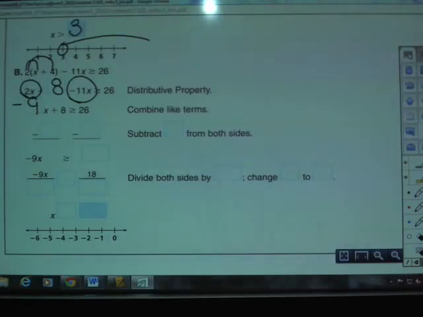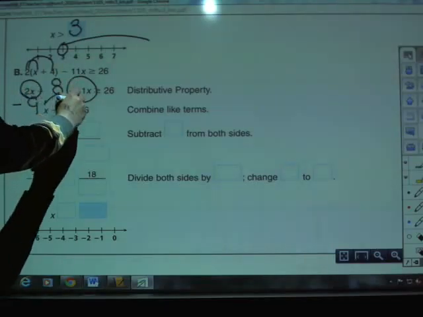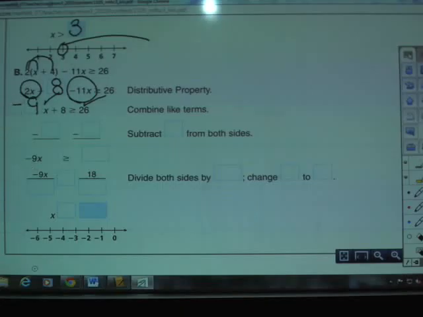I've got negative 9x plus 8 is greater than or equal to 26 now. Variables on the left, numbers on the right. So the 9's got to move and the 8's got to move. But we know that the thing that's with the variable goes last. So since the 9 is with the variable, that's going to go last, which means 8 is going to go right now.